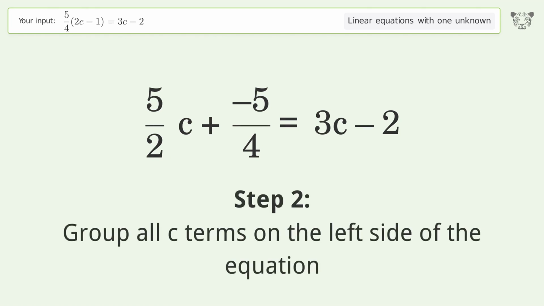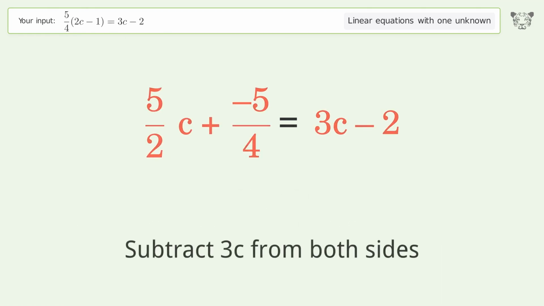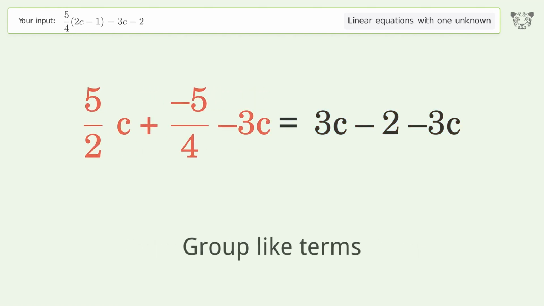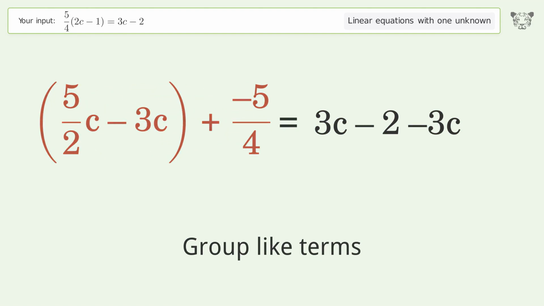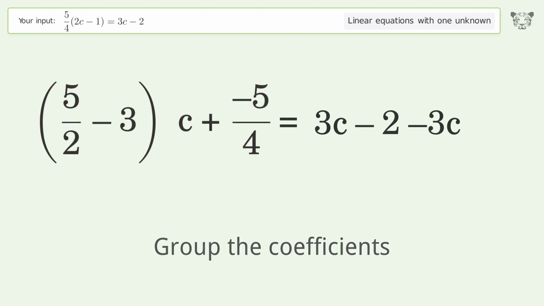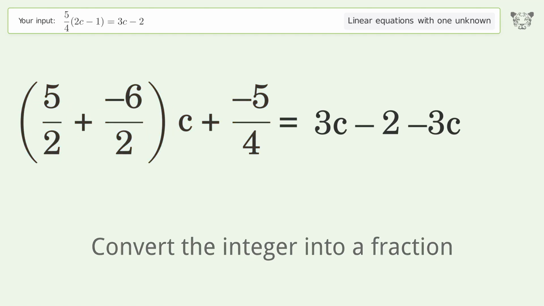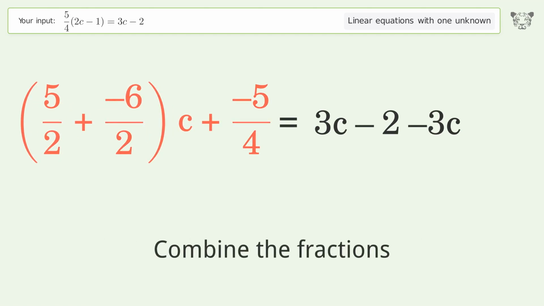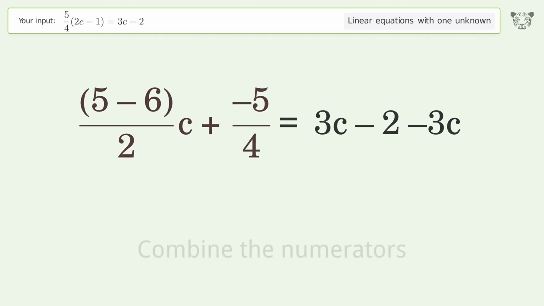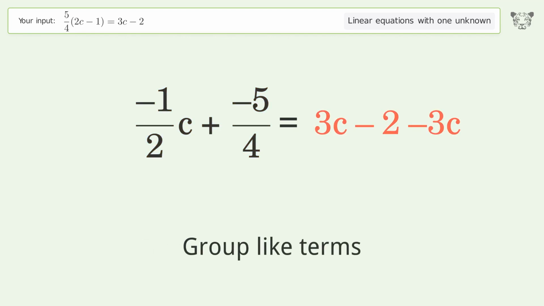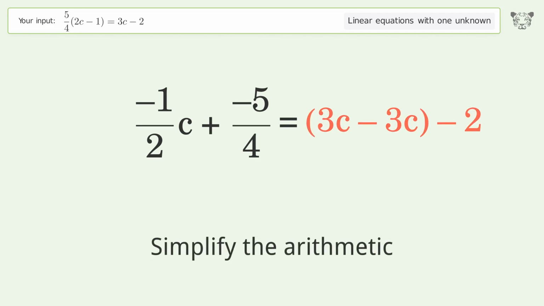Group all c terms on the left side of the equation. Subtract 3c from both sides. Group like terms. Group the coefficients. Convert the integer into a fraction. Combine the fractions. Combine the numerators. Group like terms. Simplify the arithmetic.